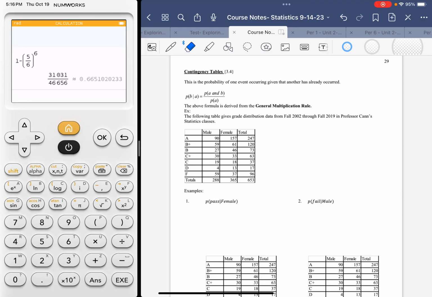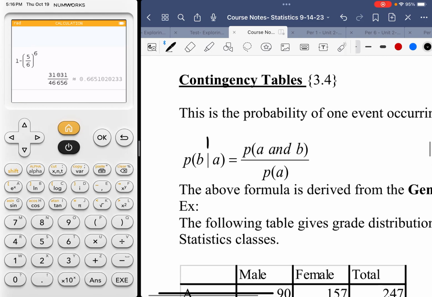So we're looking at page 29 here, involving contingency tables. Generally, we use conditional probability to handle these sorts of situations. We have a rule here. Probability of B given, so that vertical line there means given, A has occurred, is equal to the probability of A and B over the probability of A.